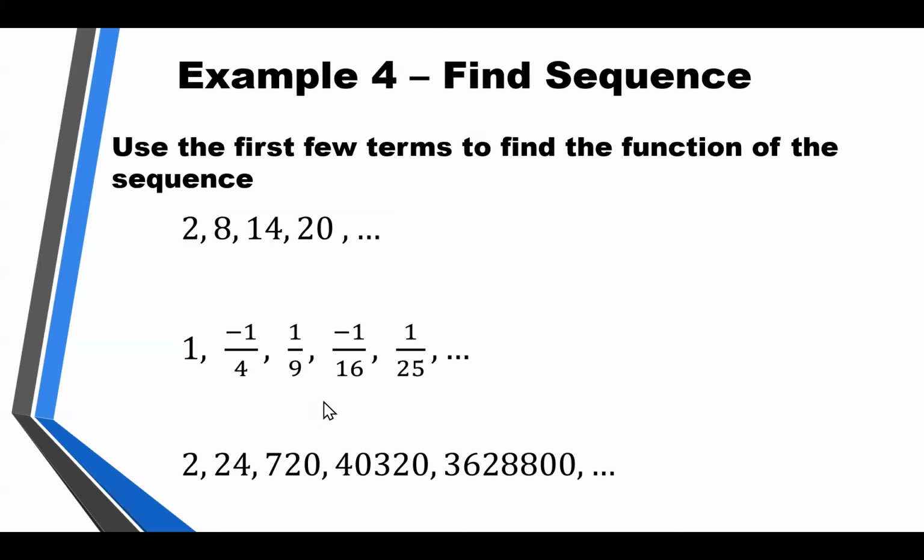Now here are 3 sequences that, with the tools that we've done so far, you can figure out. If you want to try to find the function for each one of these 3 sequences, then go ahead and do that. Push pause on the video and try that on your own. In a couple of seconds, I will do that on this video.